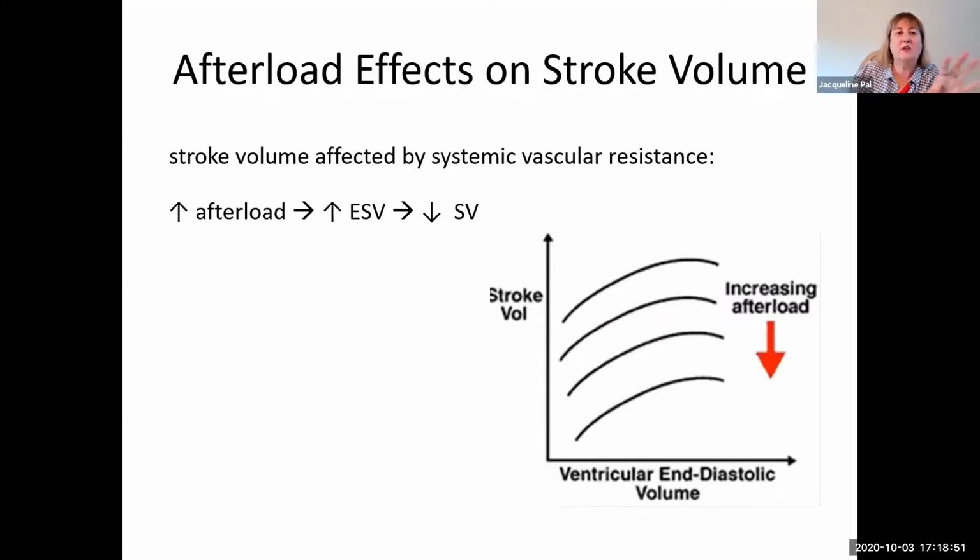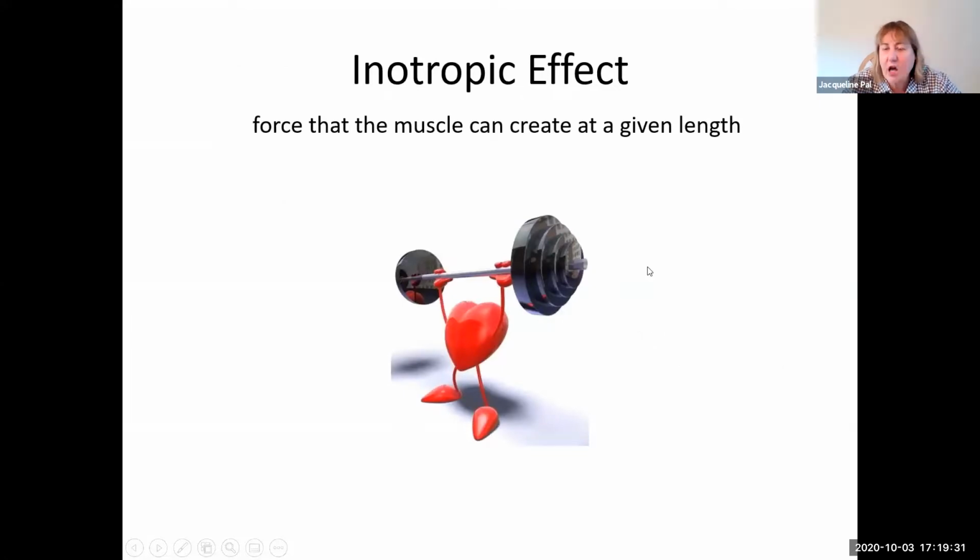So stroke volume is directly affected by systemic vascular resistance. An increase in afterload increases our end systolic volume and decreases our stroke volume. If we look at the curve between end diastolic volume in the ventricle and stroke volume, it's normally in an upward direction. But this has 4 lines here. If this is the normal, then the 2 lines below it are increasing the afterload, and the 1 line above it is decreasing the afterload.